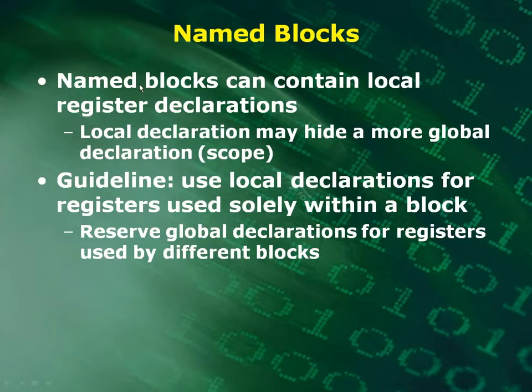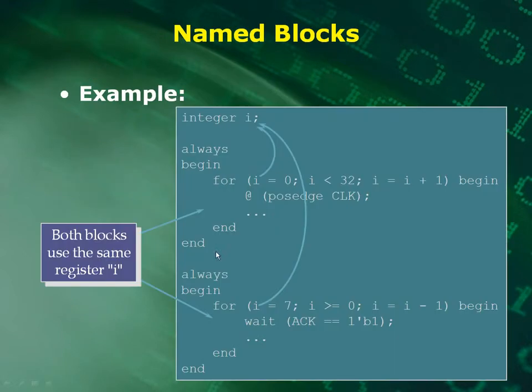Named blocks, this is one of the uses for a named block. Named blocks can contain local register declarations, and those local declarations may hide a more global declaration. Okay, we're going to look at how that's done. So the guideline here is to use local declarations for registers used solely within a block, and reserve global declarations for registers used by different blocks.